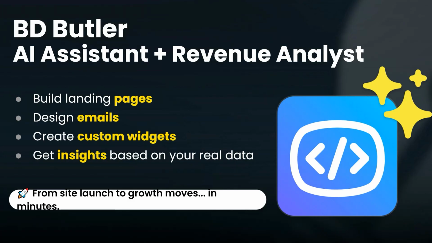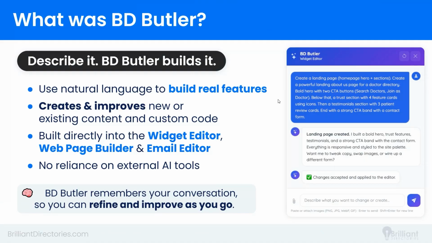And because BD Butler actually remembers the conversation you have with it, just as if you were chatting with ChatGPT or Gemini or any other AI LLM, you can keep refining the result BD Butler is building for you step by step instead of having to start over every time. So it's not just a one-off sort of thing. That was the first big leap: making things easier to build and being able to iterate and improve on what BD Butler was building for you, so you didn't have to do it all in one shot.